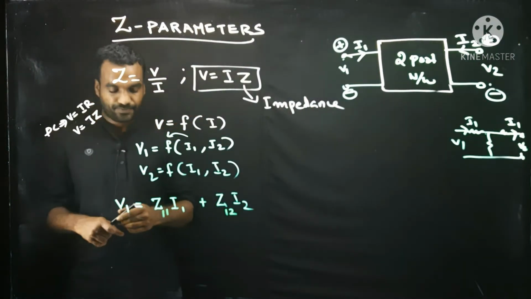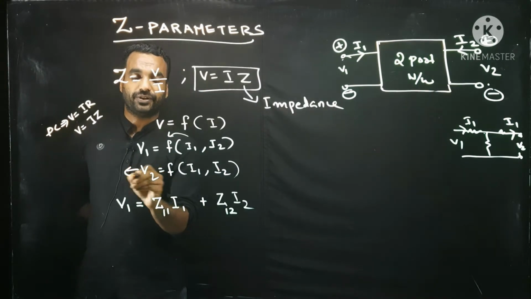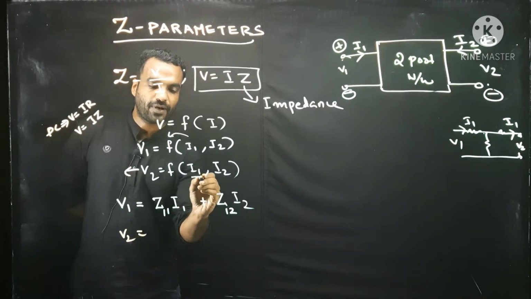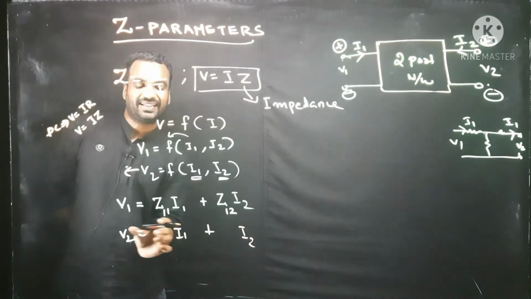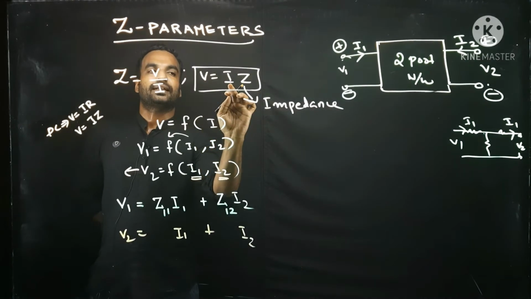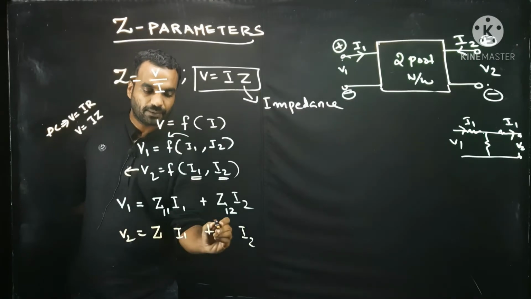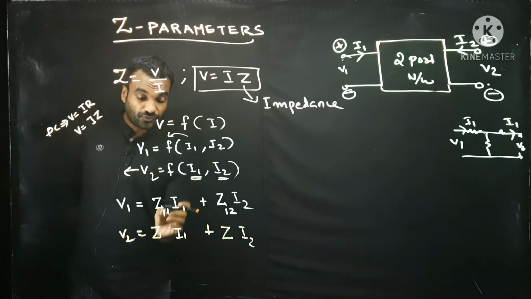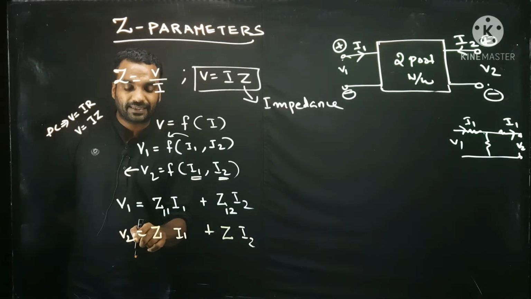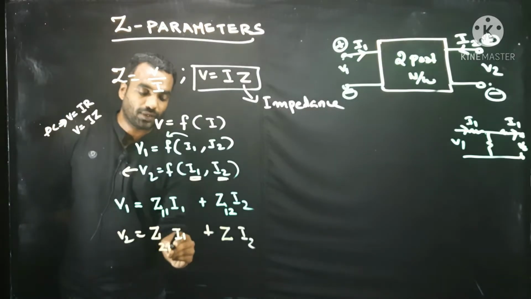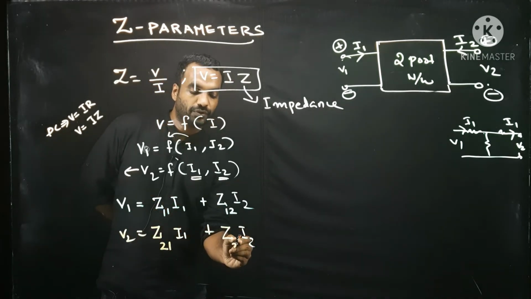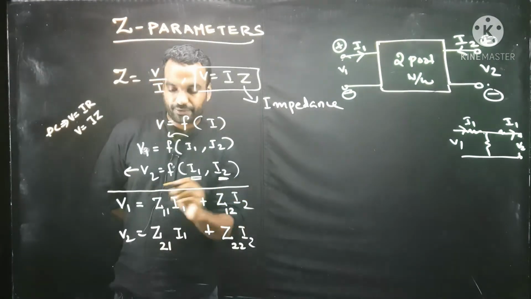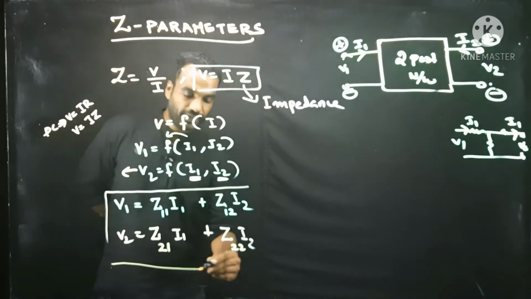On the other hand, what about the function V2? V2 is also a function of I1 and I2. So V2 is some Z into I1 plus some Z into I2. We know voltage is current into impedance. What will be the name of this Z? It relates V2 and I1, so it is Z21. And this Z relates V2 with I2, so we mark it as Z22. This is very important.